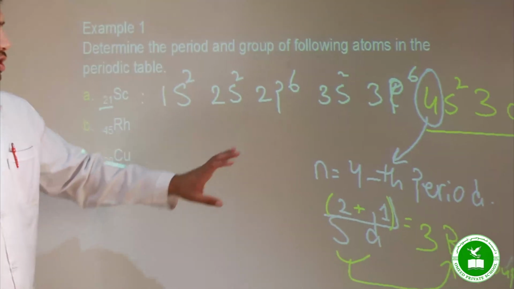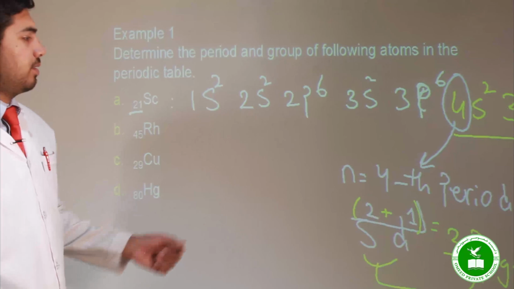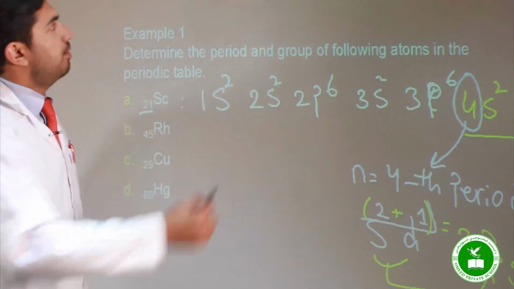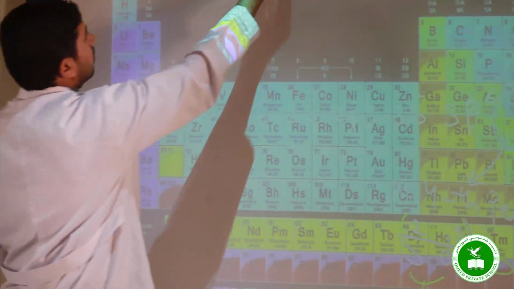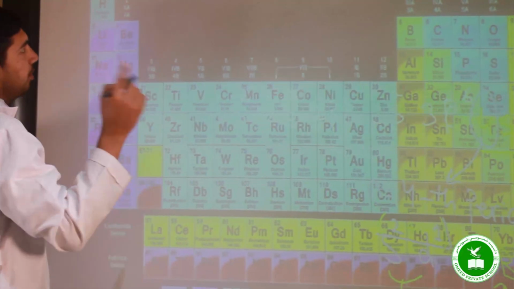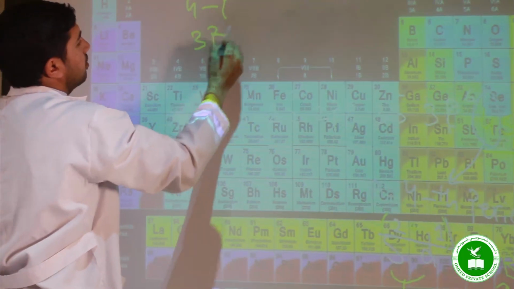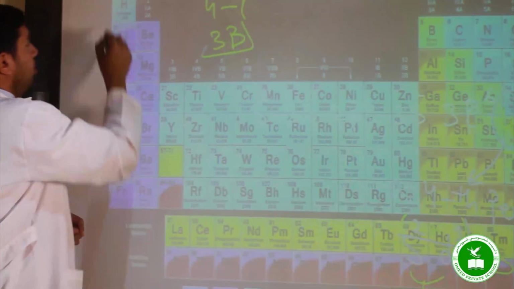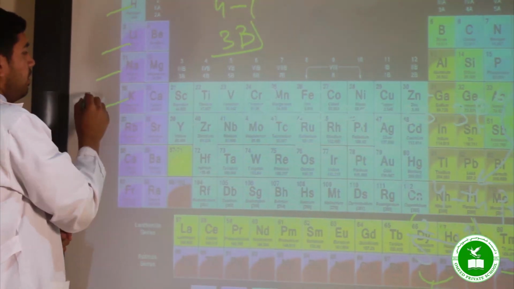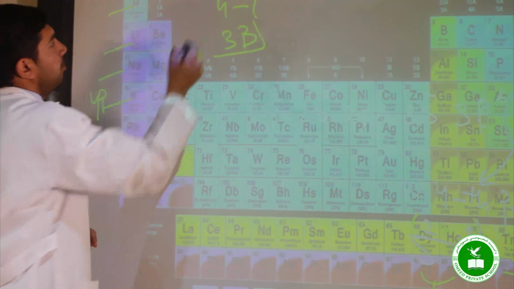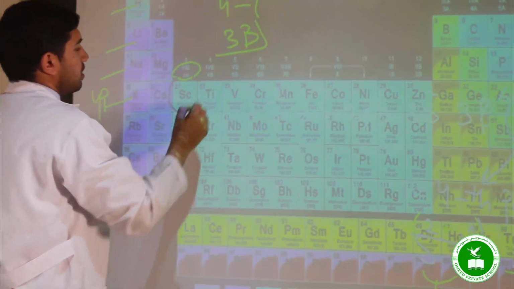This type of question can be solved like this. Scandium is in the fourth period in 3B group. Let's prove it. Scandium, fourth period, 3B group. 1, 2, 3, 4, it's the fourth period. Which group? 3B group. In 3B group comes scandium.